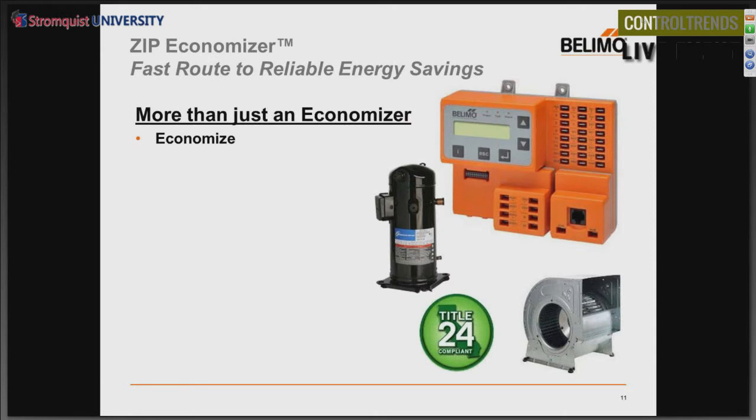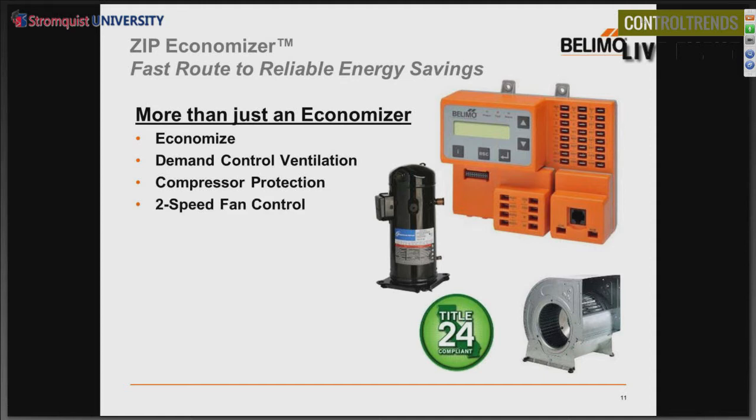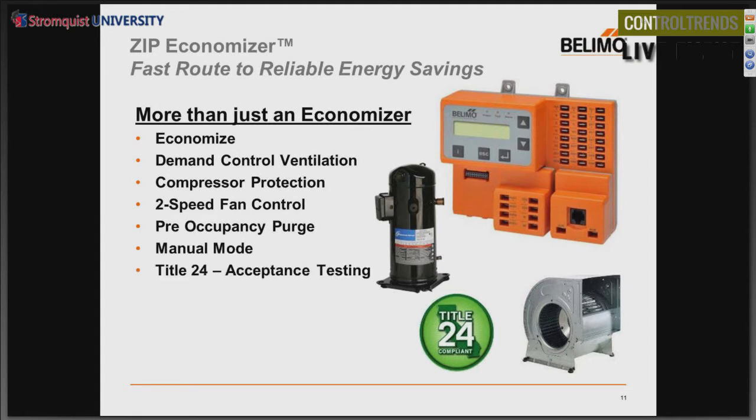But we do much more than just economize. We also do demand control ventilation. We work with CO2 sensors. Compressor protection, because an economizer should also work in protecting the rooftop unit and ensuring its integrity. 2-speed fan control, as well as variable frequency drives. Pre-occupancy purge. We have a manual mode built in. We are Title 24 compliant for the state of California.